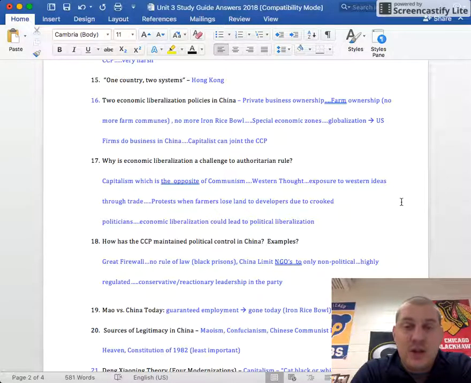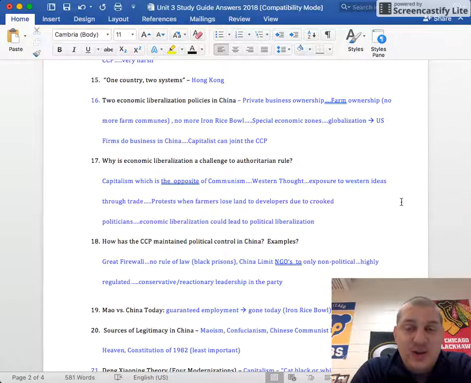There's also special economic zones. So this is their connection with globalization. United States firms can come do business. Other countries' firms can come do business in these areas, and they're going to get tax breaks, and it will be easier to operate. Again, the Communist Party has opened that up, and it has benefited them.